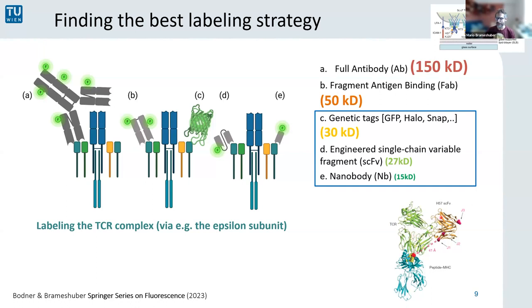And yeah, so it took our collaborators 7 years to really design the perfect single-chain fragment. So sometimes it can be really, really tricky and long-lasting to find the perfect labeling strategy. But in this case, we had a nearly one-to-one binding stoichiometry.